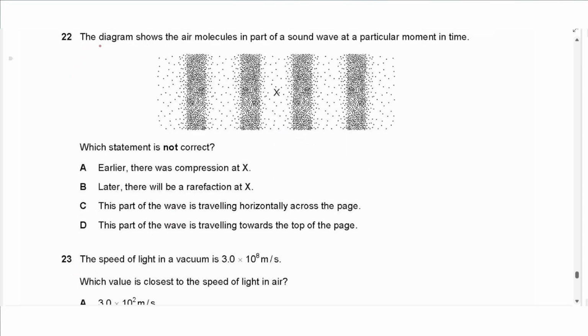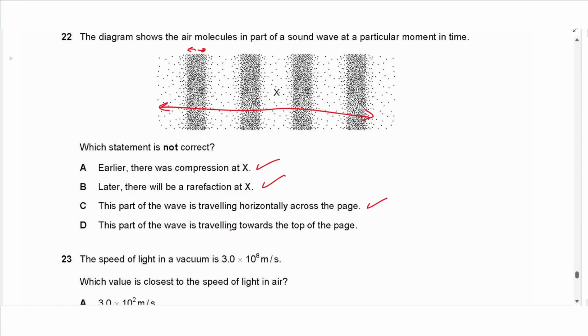Question 22 says the diagram shows the air molecules in part of a sound wave at a particular moment in time. Which statement is not correct? Earlier there was a compression at X. Yes, since the compressions and rarefactions move along this direction because the vibration is horizontal in this case. Later there will be a rarefaction at X. Yes, also. This part of the wave is traveling horizontally across the page. Yes, it's either moving to the right or to the left.